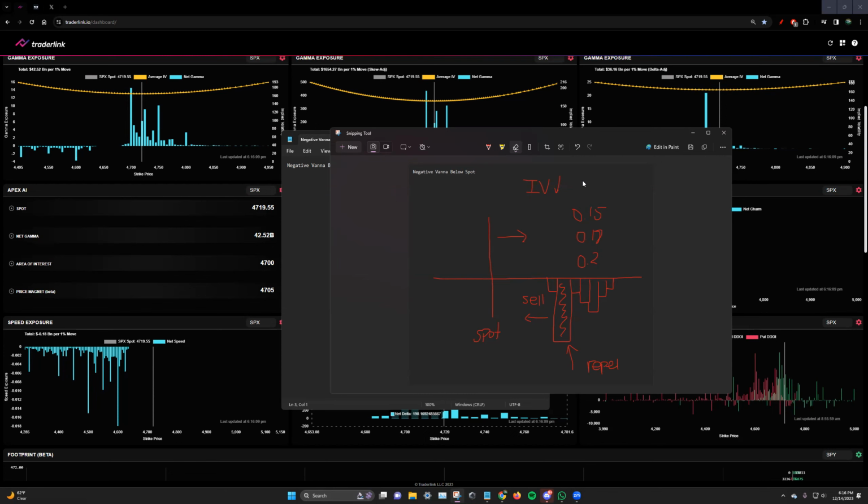positive Vanna above spot price now, right? So let's erase all of this. Ignore this. Sorry, I meant to write everything down, but I started drawing and lost track, but that's not important anymore.